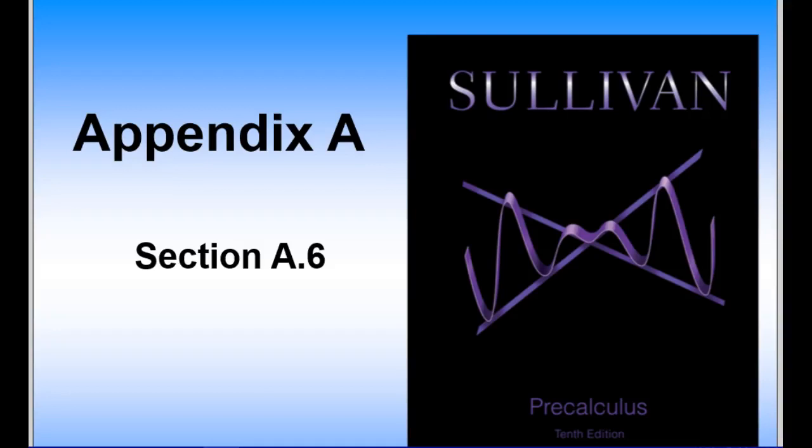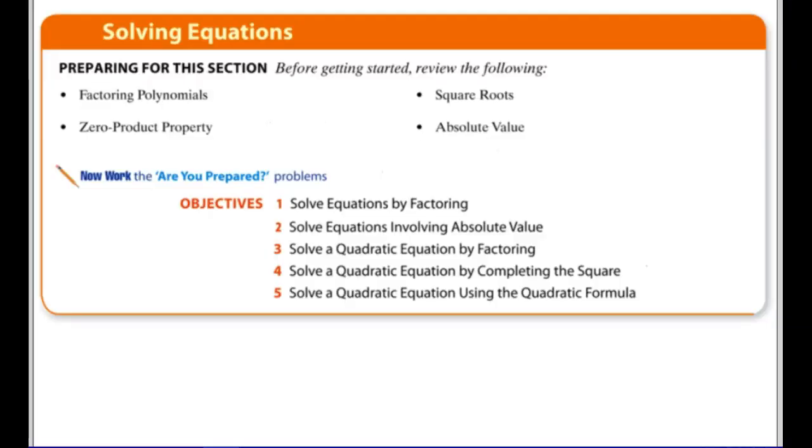All right, here we're looking at section 6 in our algebra review section. So the big thing is in this section we're going to be solving different equations. So our learning targets, we're going to solve these equations by factoring. Then we're going to look at some absolute value equations.